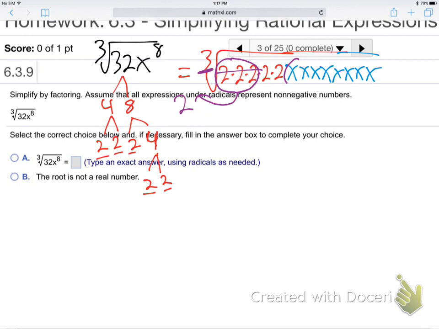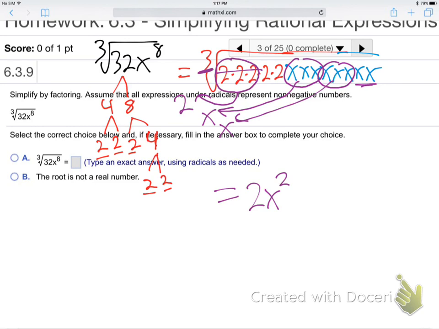Now, how about the x's? 3 x's, ship out an x. 3 x's, ship out an x. The other 2, they're staying in, because there's not 3 of them. Okay, so what makes it to the outside? Am I racing ahead of you? What makes it out there? 2xx, which is 2x squared. Exactly. We good? A single 2 and 2 x's. 1 x representing this group, 1 x representing that group, and a single 2 representing that group. Made it to the outside.